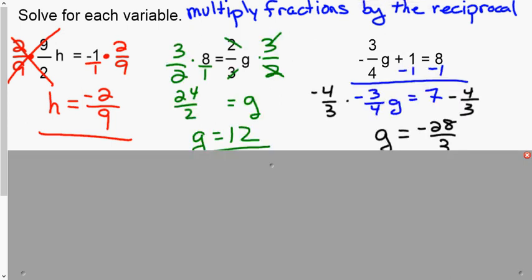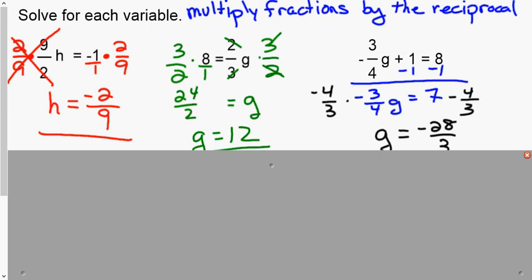All right, so the middle one, we just simply multiplied by the reciprocal of 2/3, which is 3 over 2. Again, the fractions will cancel each other out, so you get just g. 3 times 8, 24. 2 times 1 is 2. 24 over 2, or 24 divided by 2, reduces to be 12. That's how we got 12 on that one.